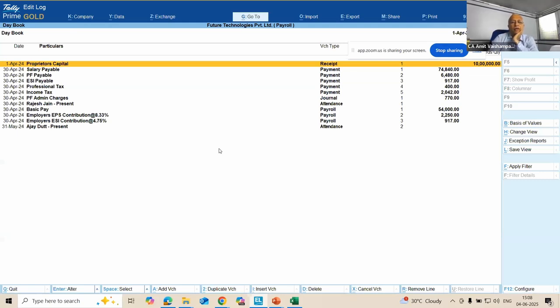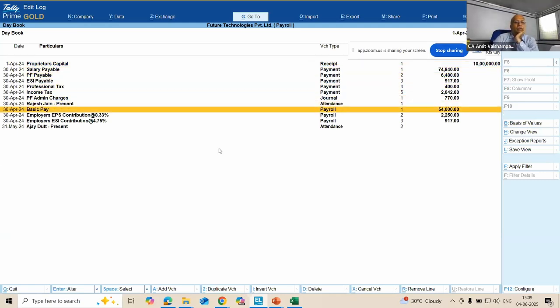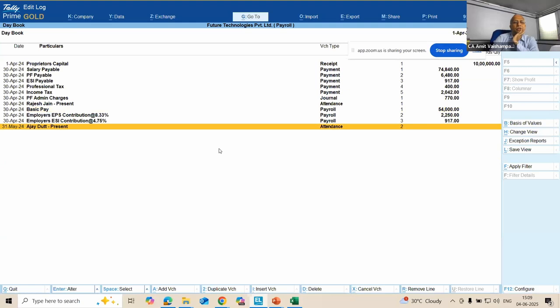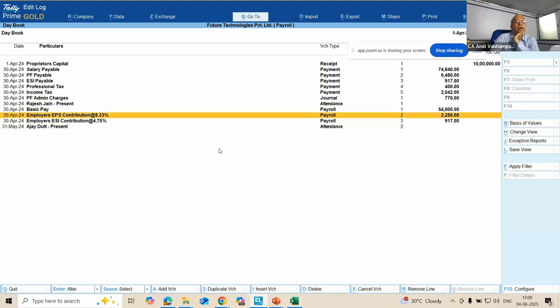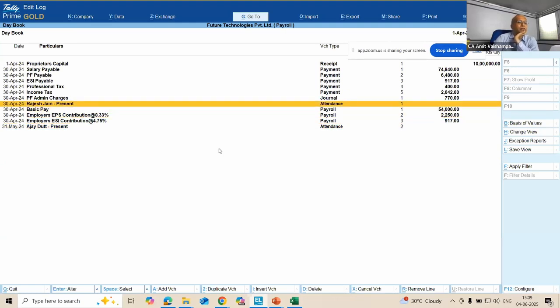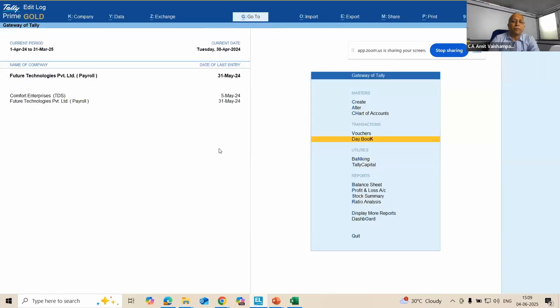Okay. So we have this attendance voucher dated 31st May, and we have this attendance voucher dated 30th of April. We do not have a payroll voucher for 31st of May.